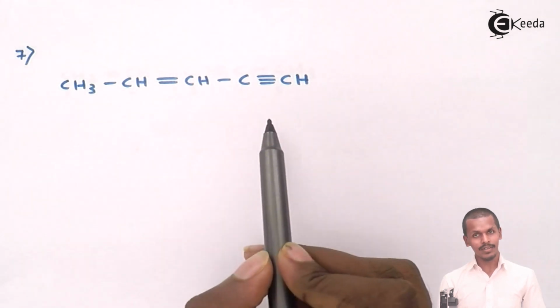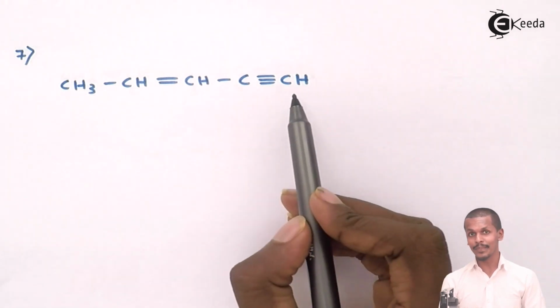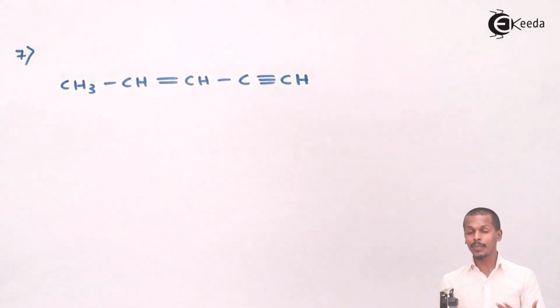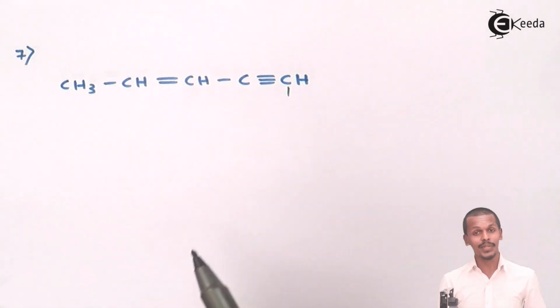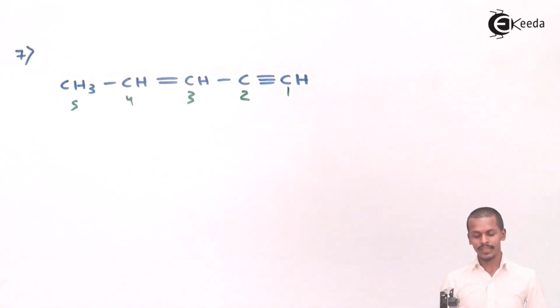But if we observe this one, this is the one where we could get the carbon-carbon triple bond very near to this end. And even the carbon-carbon triple bond is called a multiple bond. So therefore, we will number it from this end, that is this one, with carbon number 1, 2, 3, 4, 5. But while naming, it is basically an alkyne.